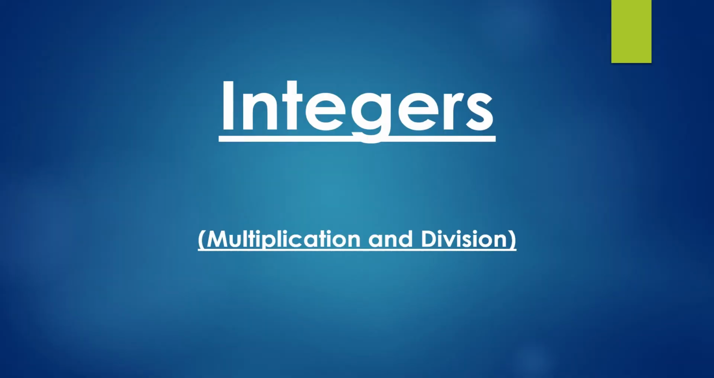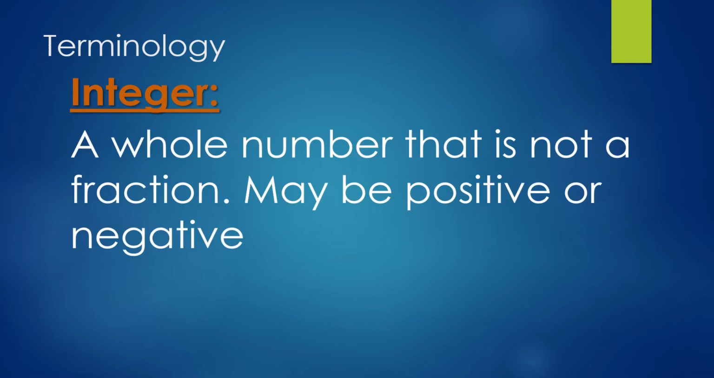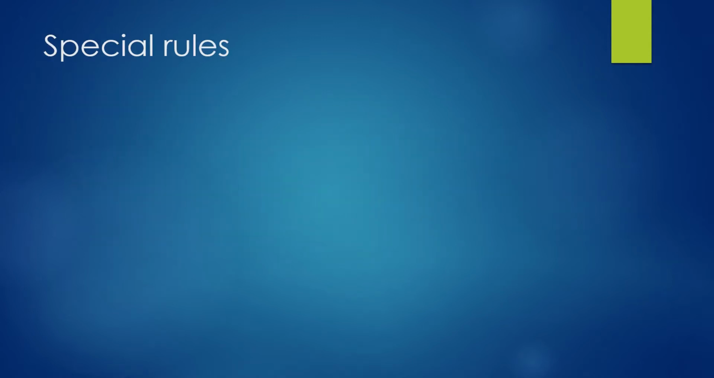Now that we're at the board, let's take a look at integers and multiplying and dividing them. But first, let's take a look at the terminology. An integer, as described in our previous video, is a whole number that is not a fraction. It may be positive or negative, and it does include the number 0. There are two special rules for multiplying and dividing integers.